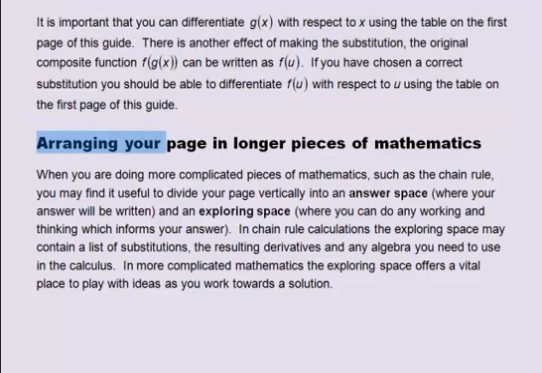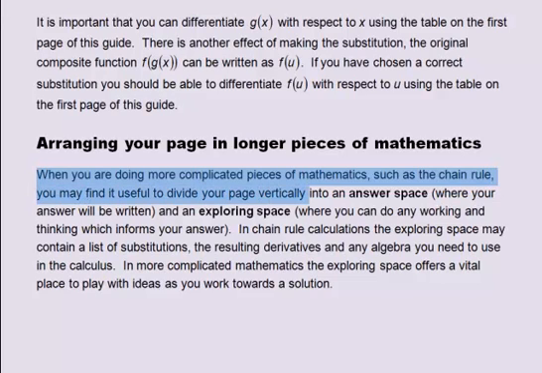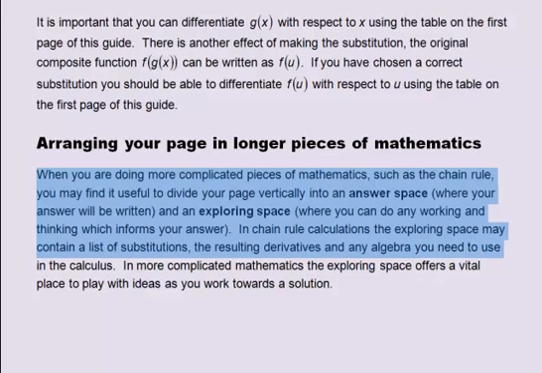Arranging your page in longer pieces of mathematics. When you are doing more complicated pieces of mathematics, such as the chain rule, you may find it useful to divide your page vertically into an answer space, where your answer will be written, and an exploring space, where you can do any working and thinking which informs your answer. In chain rule calculations, the exploring space may contain a list of substitutions, the resulting derivatives, and any algebra you need to use in the calculus.